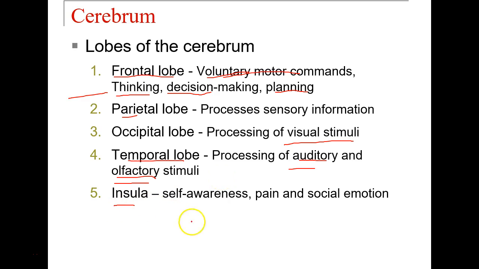Insula, so this is more of an internal lobe. We have self-awareness, so being aware of what is around us. Pain and social emotion.